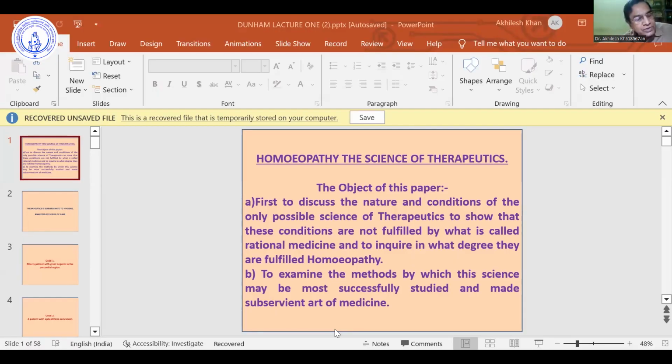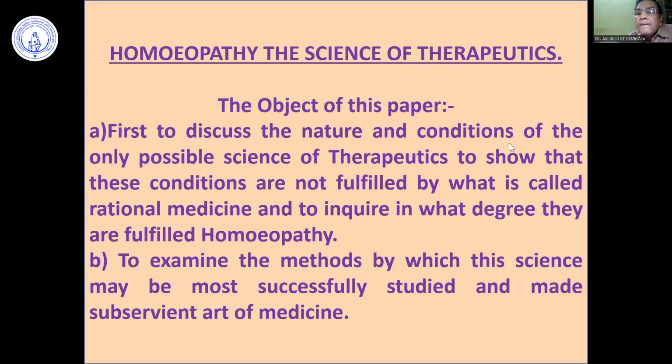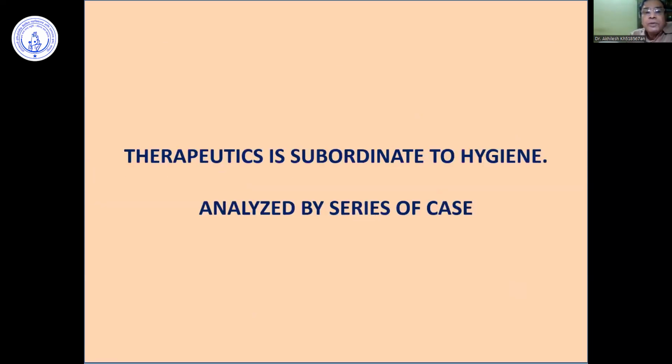Now, I have told you the first topic, the science of therapeutics. It has some sub-chapters. The first chapter is known as Homeopathy, the Science of Therapeutics. I told you yesterday, in the last class, the object of writing this book. The object of this paper is first to discuss the nature, condition and possibility of science, and to examine the methods by which science may be most successful. He has tried to discuss whether homeopathy is a science or not, whether the art of practice is a science or not. So that is the object of the paper.